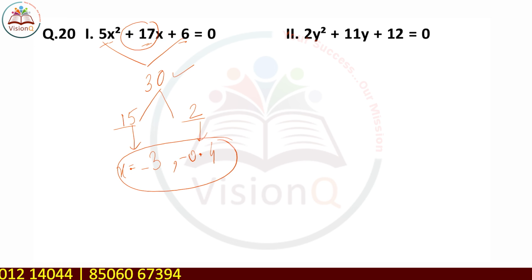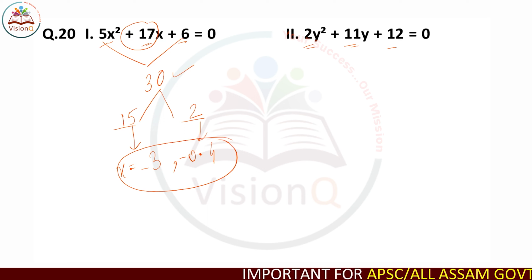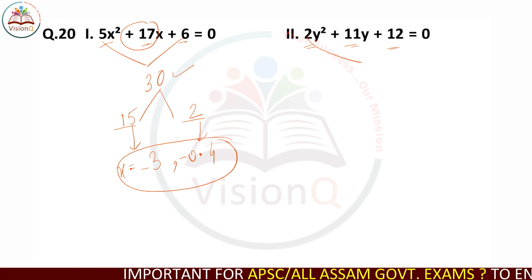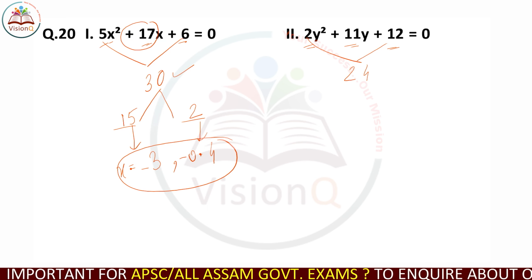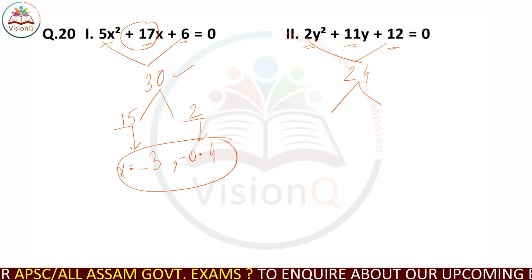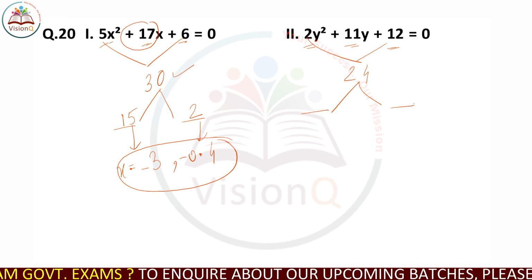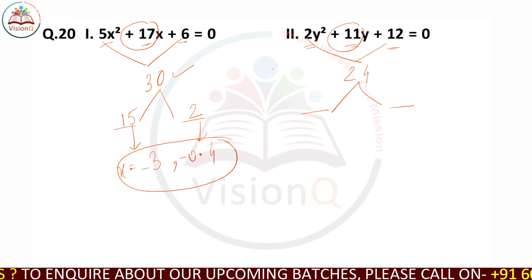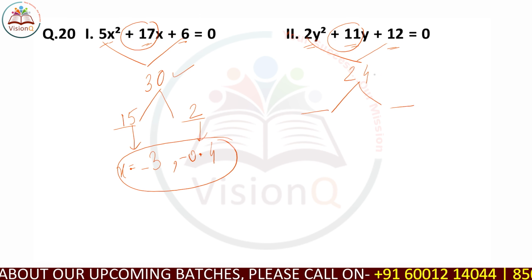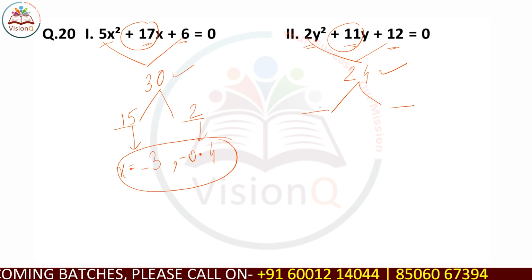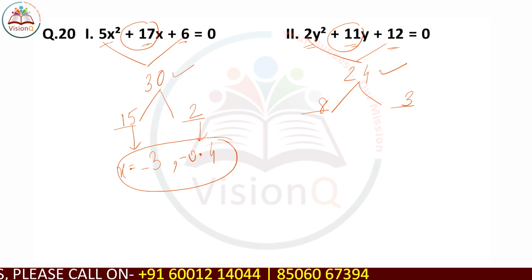The second equation is in terms of y. Again, it is of the form ax square plus bx plus c equal to 0, where a is 2, b is 11 and c is 12. So first multiply a and c, I get 24. The next step is the most important. The sum of these two numbers should be 11, that is b, and the product should be 24. So I have to break as 8 and 3, because 8 plus 3 is 11 and 8 into 3 is 24.